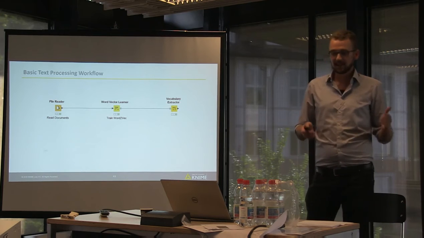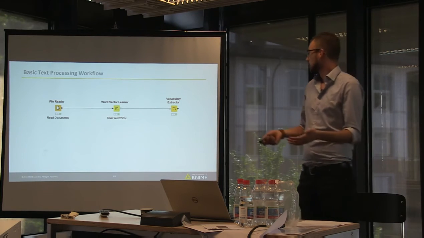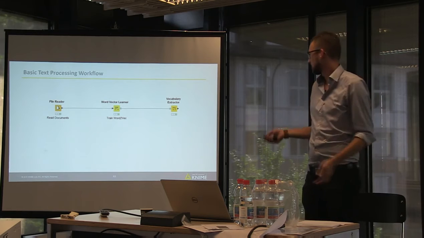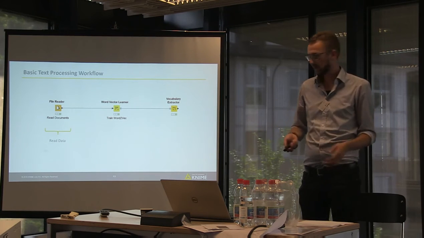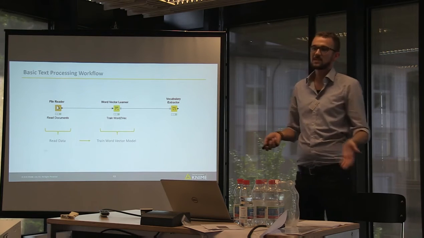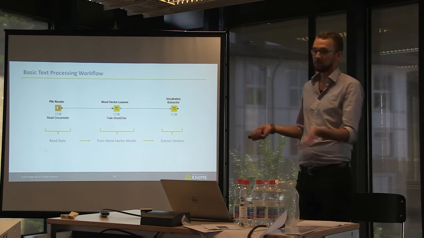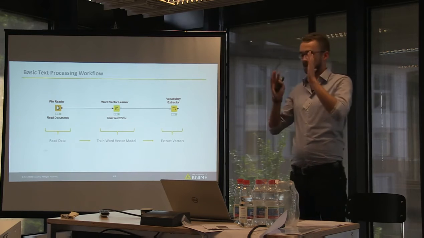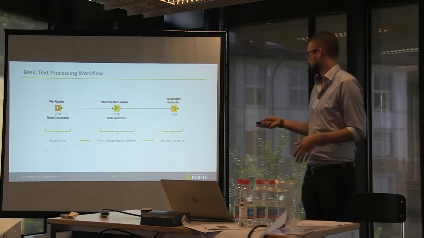Next I'd like to show you the basic workflow, how you would use this in KNIME. This is very, very simple. You just, again, use a file reader node, where you would read in some data. Then you would use the word vector learner node. There you can also specify some learning parameters, and then a vocabulary extractor, which gives you a table of either the document or the words and its corresponding vector.